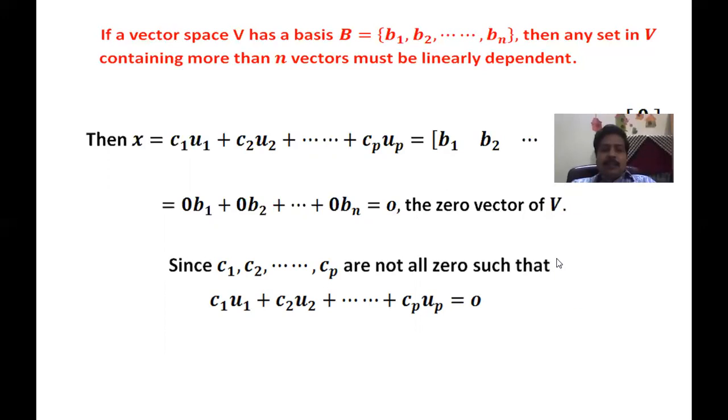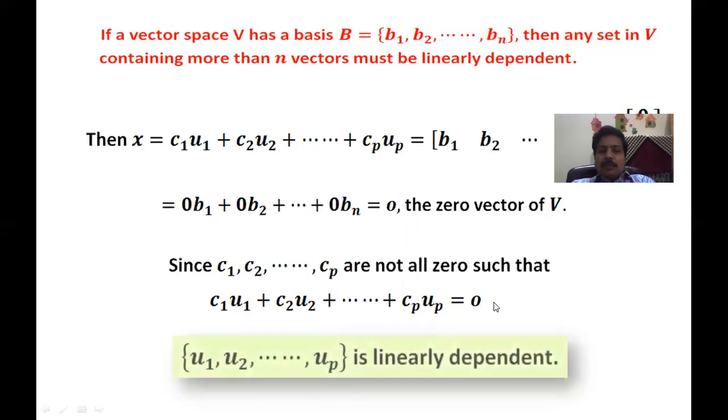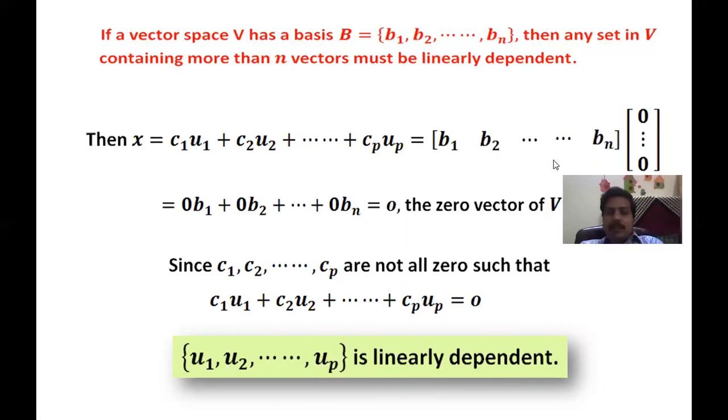So since C1, C2 and so on Cp are not all 0, such that this relation holds, C1 U1 plus C2 U2 plus so on Cp Up is equal to O. So these scalars are a non-zero set, some of them are non-zero, of course. This set of scalars is satisfying this relation. So we can say that U1, U2 and so on Up is linearly dependent, from the definition of linearly dependent sets.